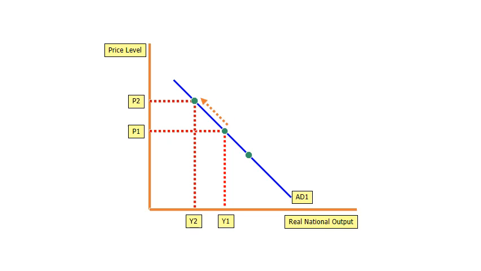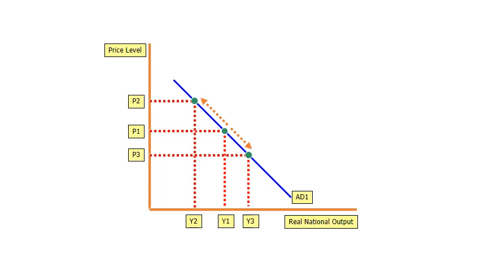For example, if the price level increased from P1 to P2, we move to a lower level of aggregate demand. Now the reason why higher price level equals lower aggregate demand is because, for example, we'll have lower exports from the country because UK exports will be less competitive, and also it hurts people's real incomes. For the same level of income, you can't buy as much if the price level is higher.